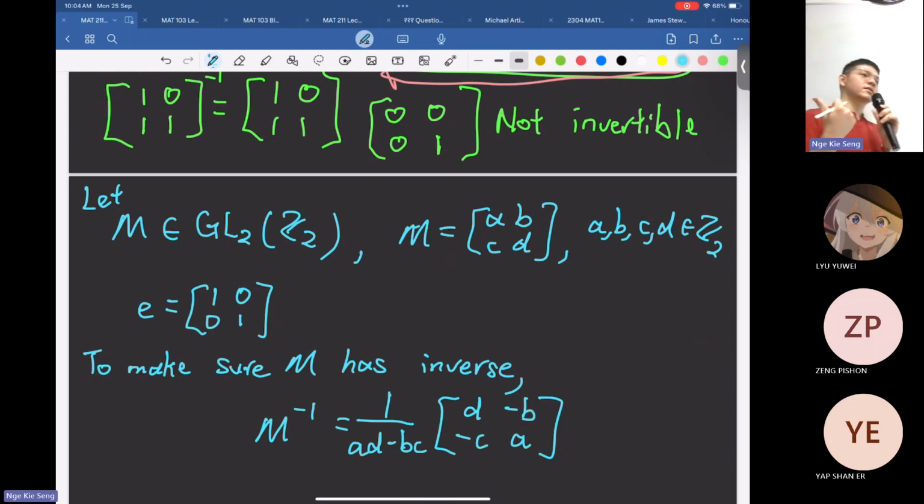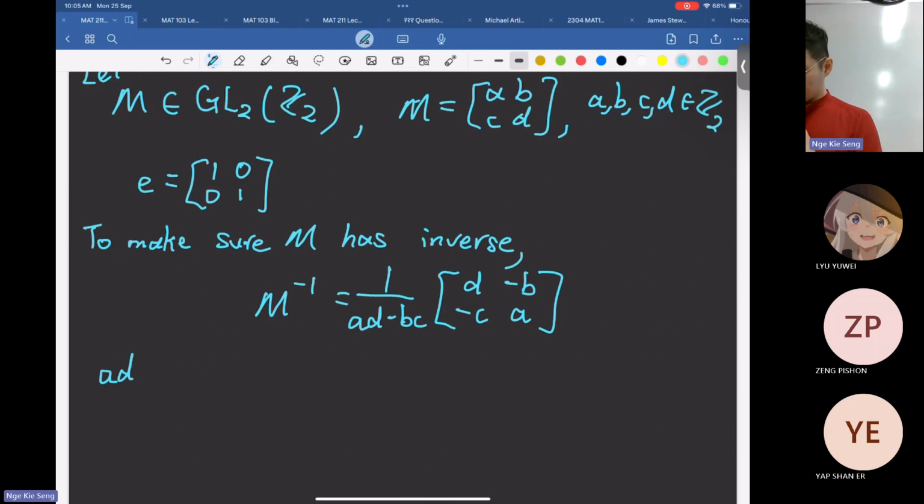But when does this matrix exist? Still remember or not? Michelle, when does this exist? Determinant is not equal to 0. So you see, why last time we said that an invertible matrix must have non-zero determinant? It's exactly because of the formula here, right? So we go into the details now. We need to make sure AD minus BC is not 0.